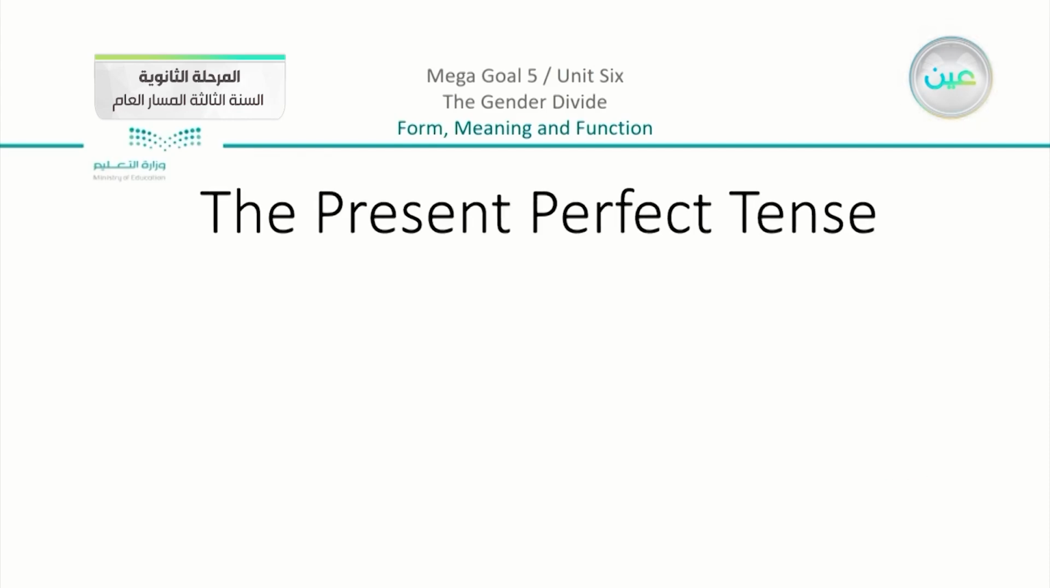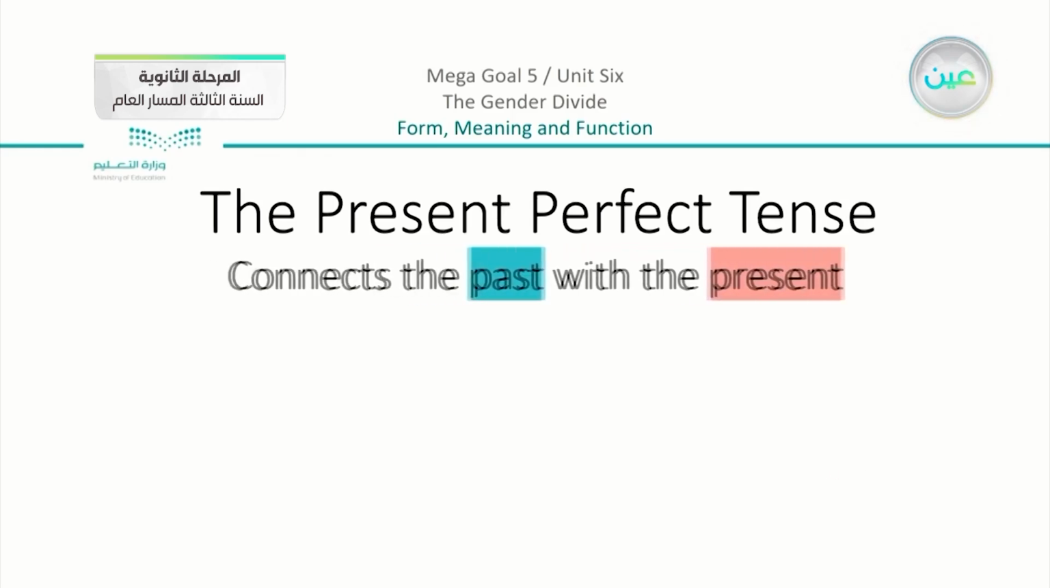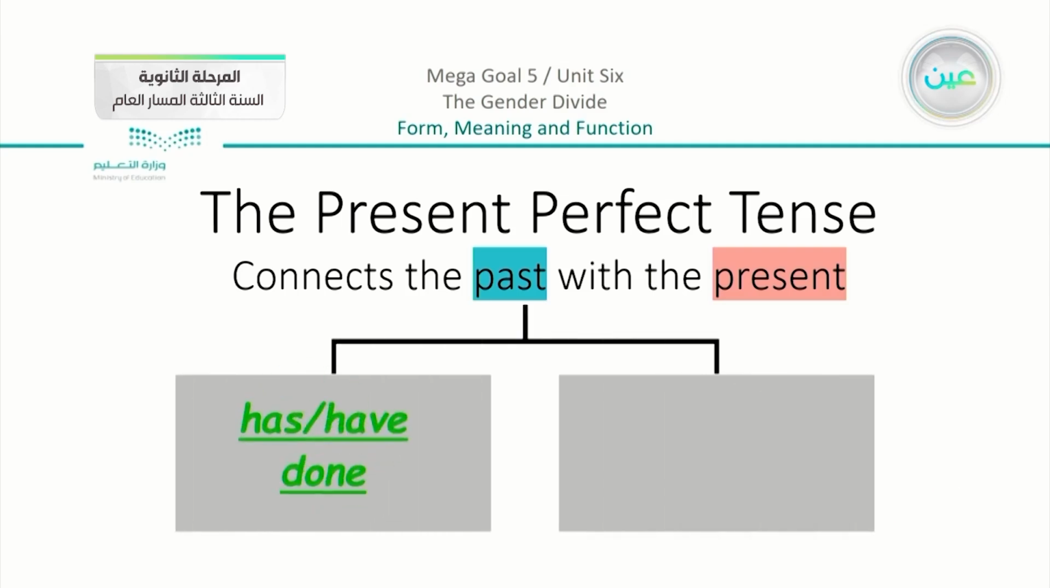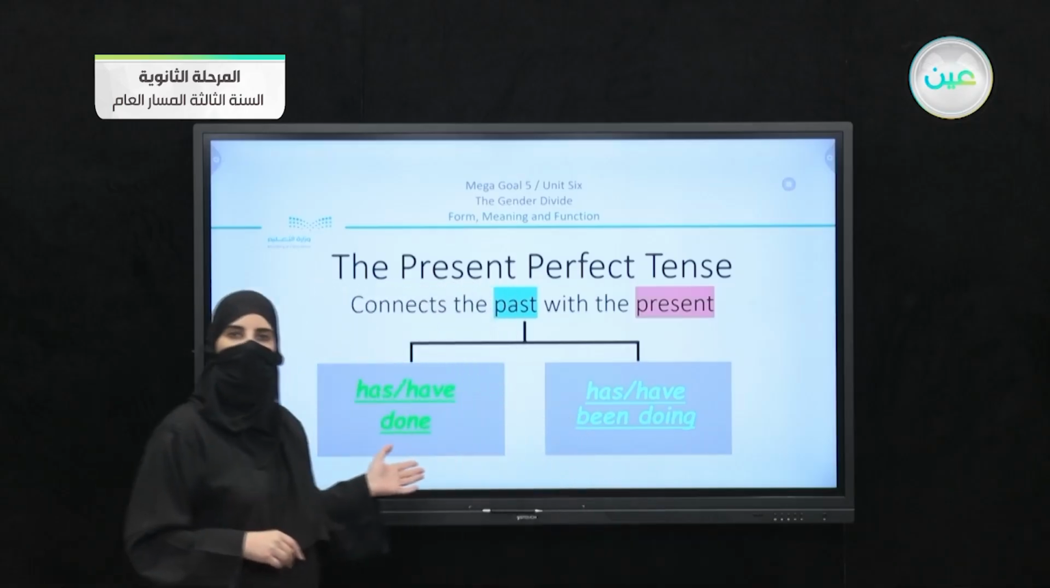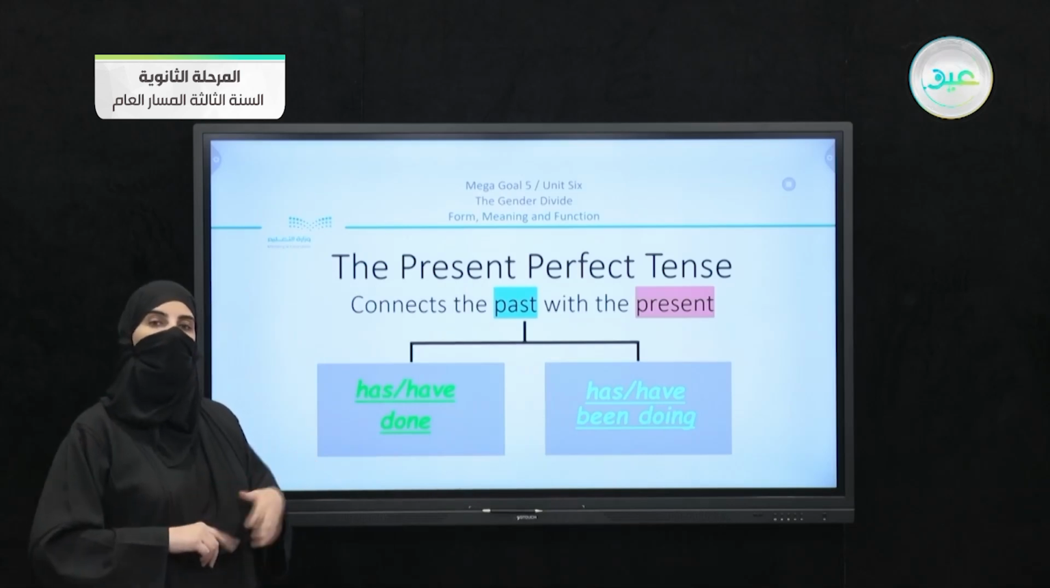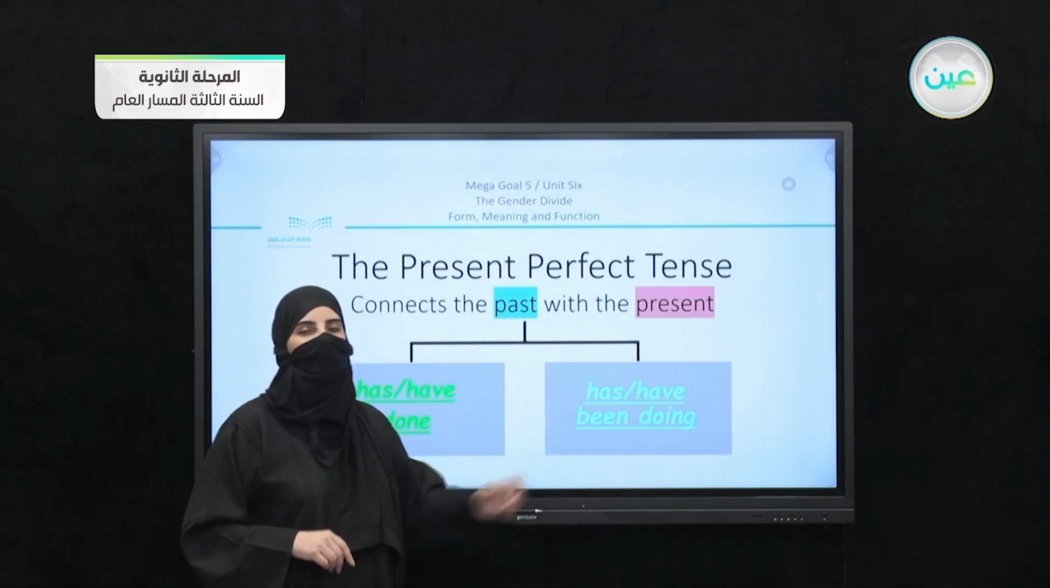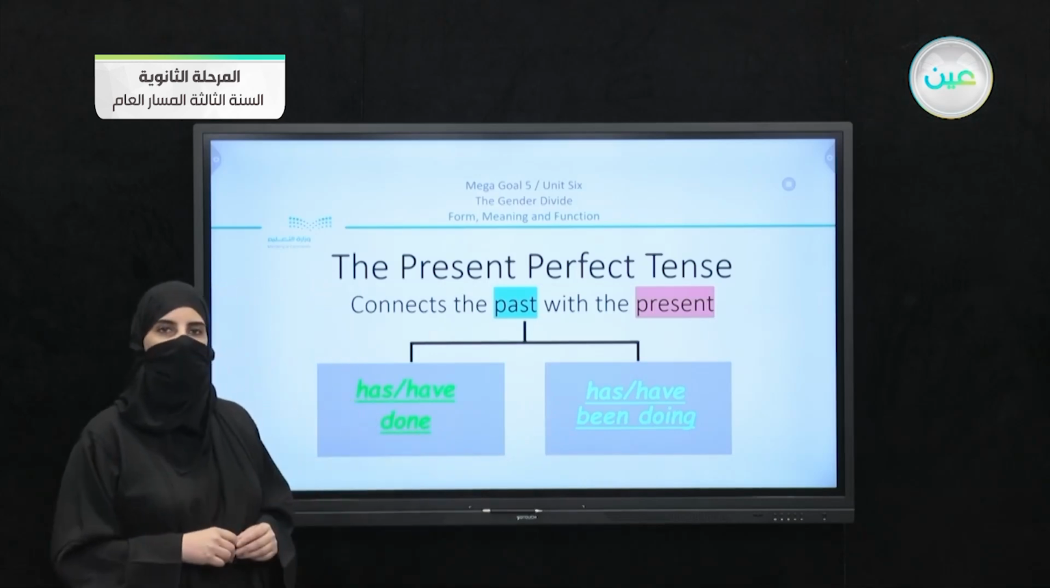Now, as we said, we are going to discuss the present perfect tense, which basically connects the past with the present. And we're going to revise how this is formed. Now we have here the two types of the present perfect tense. We are going to use either has and have with the past participle, done, or we can use has and have with been plus the verb ing, as we have here in doing.